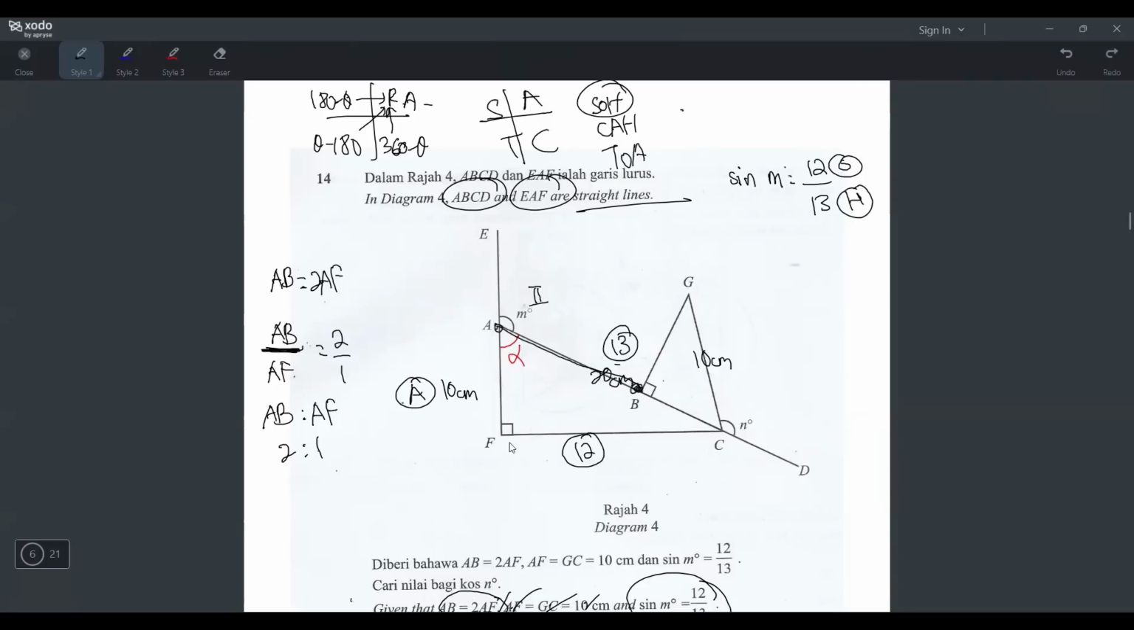And then the length of this line is not given, right? So what you can do is find the ratio for AF. Even though I don't know it now, you can find it. And how to find it? Let me show you. You use the ratio to do it.